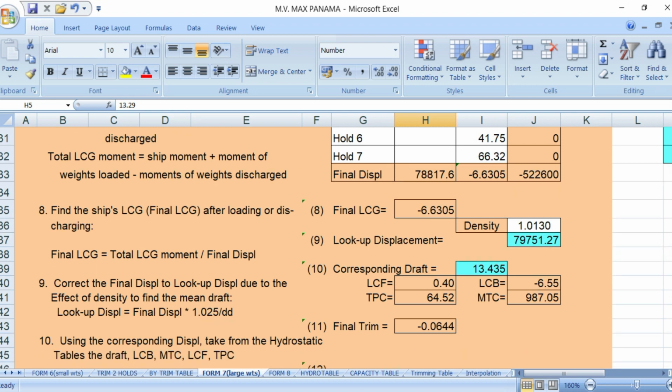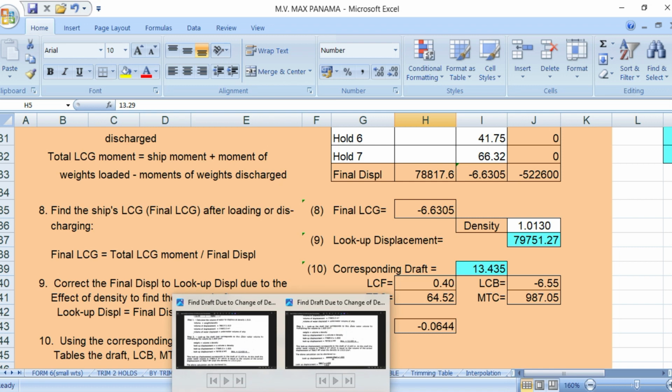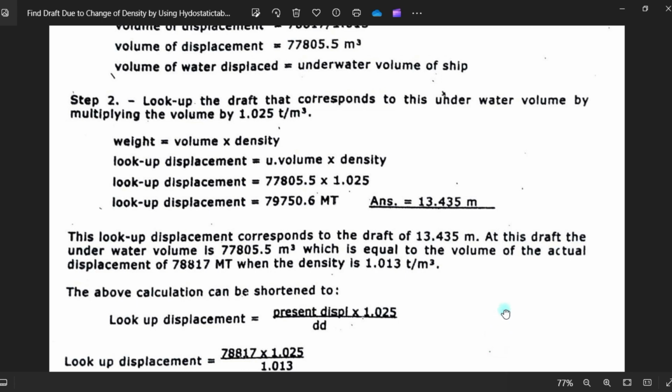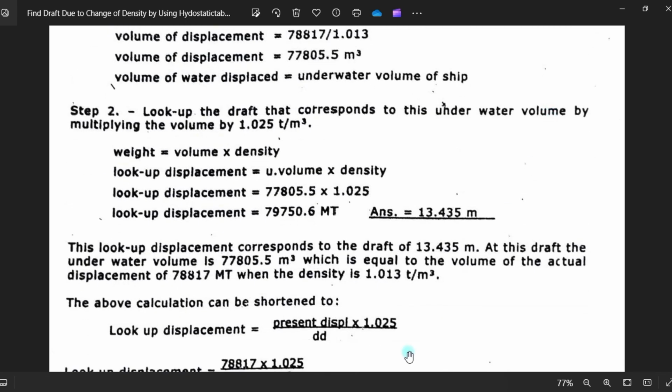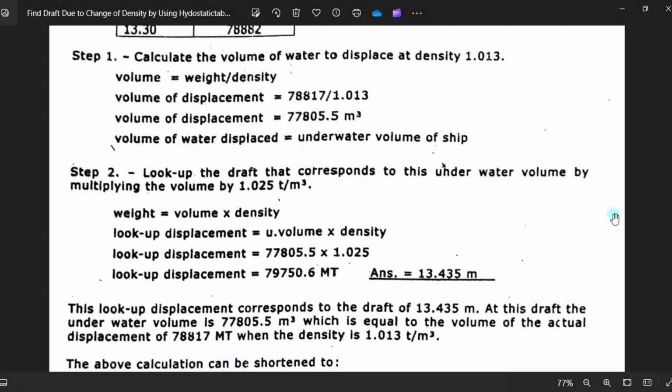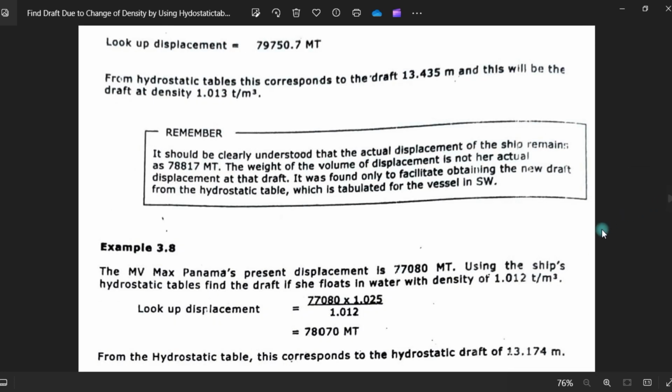Then there's another example here. Then we go to another one. With this corresponding lookup displacement, he will get a draft of 13.35. So we have another example here.